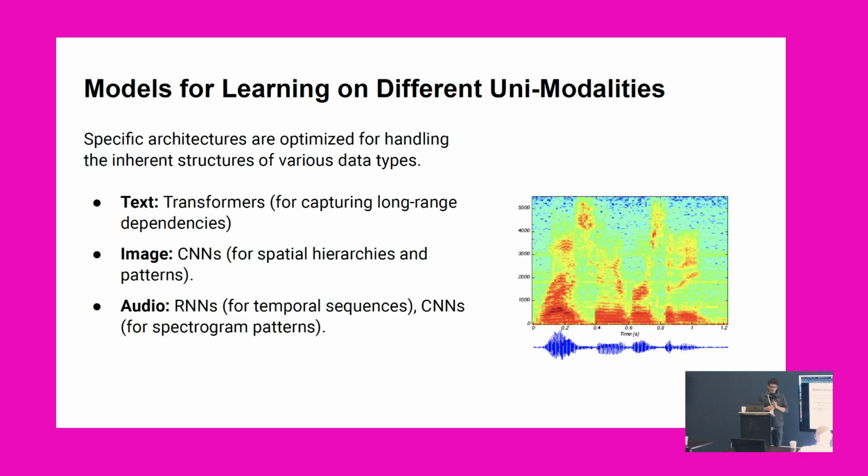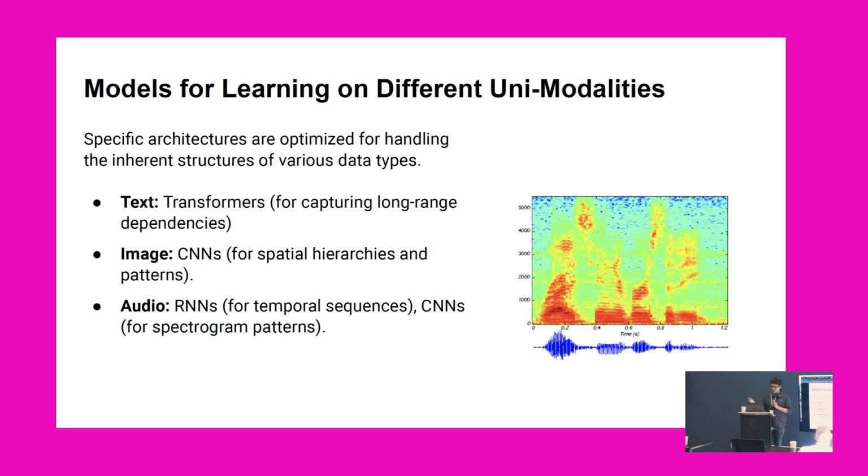For images, we just talked about the convolutional neural net. And for audio, you can use something called a recurrent neural network to get information from an audio sequence. That's a single modality in itself, and any other kind of time sequence is a modality that an RNN can be used to do learning on.